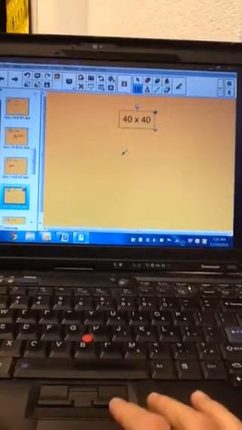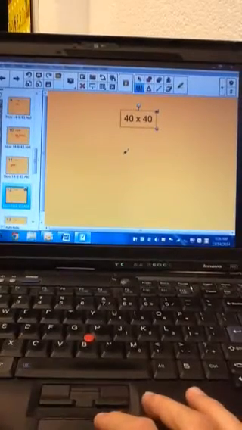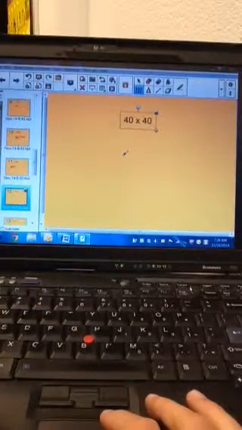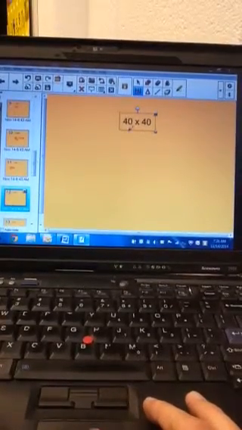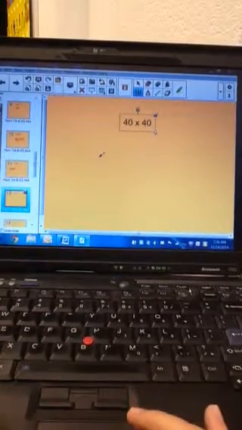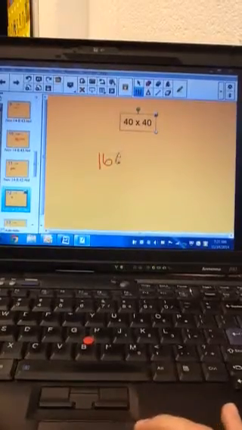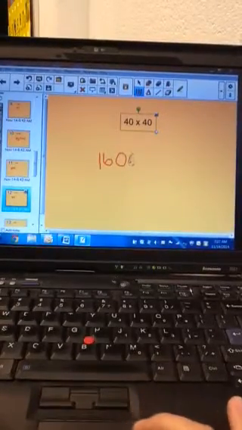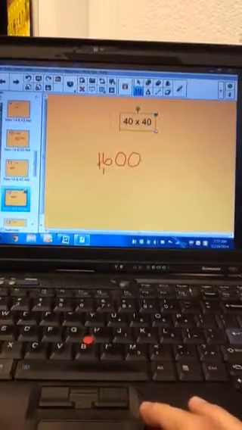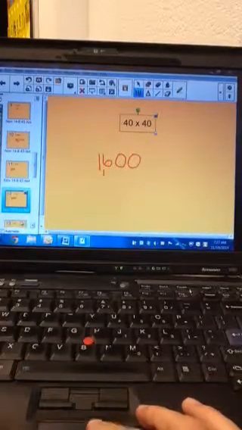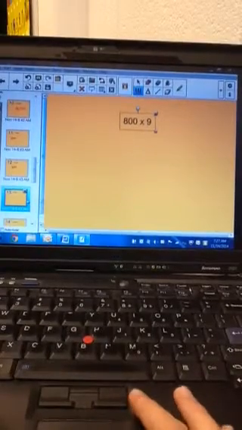Next one. 40 times 40. This is your number 7. Hopefully you and your group decided that 4 times 4 is 16. And you have 1 0 in the first 40 and 1 0 in the second 40. So the answer to your problem was 1,600. Your number 7. Nope, your number 8.